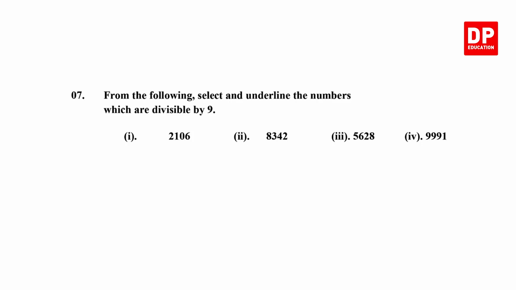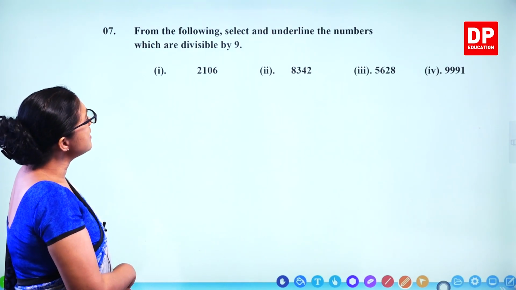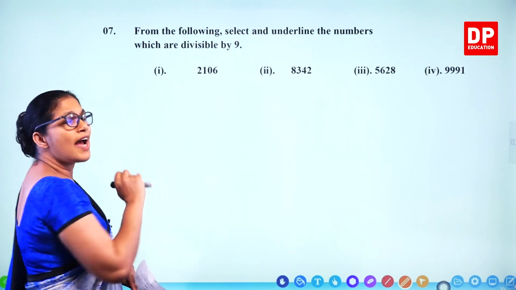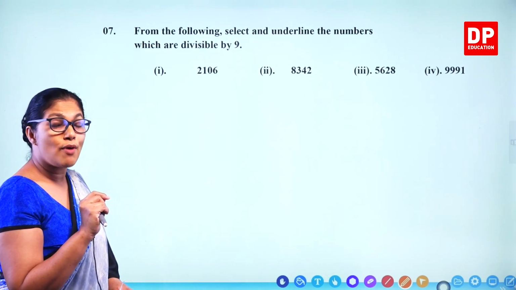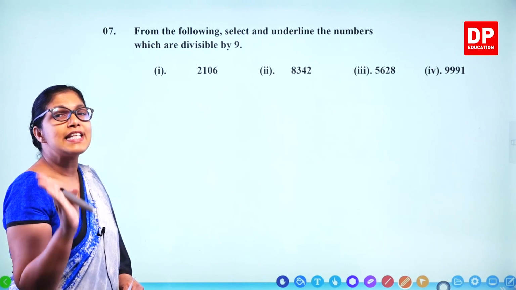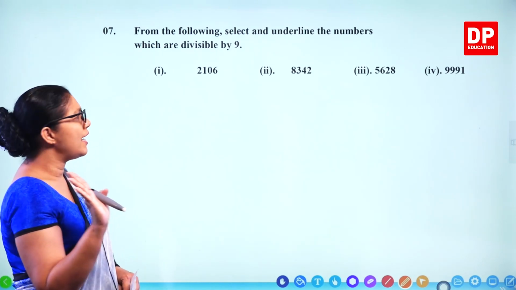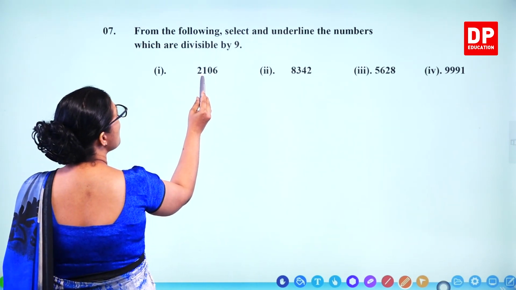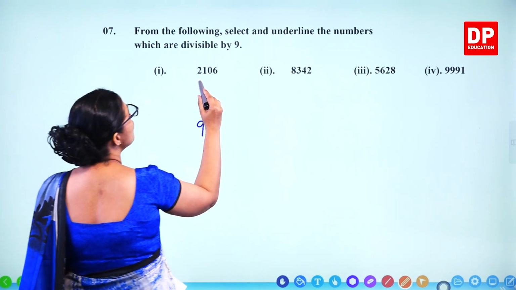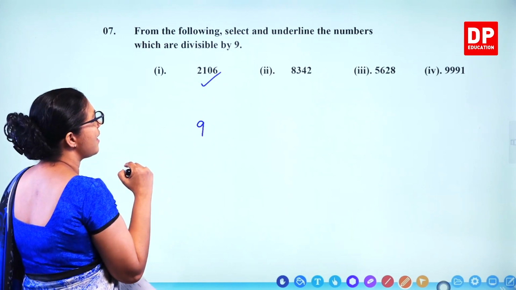Question number 7. From the following, select and underline the numbers which are divisible by 9. How do you decide whether a number is divisible by 9? You have to take the digital root. If the digital root is 9, the number is divisible by 9. So let's see. 6 plus 1, 7. 7 plus 2, 9. The digital root is 9, so this is divisible by 9.